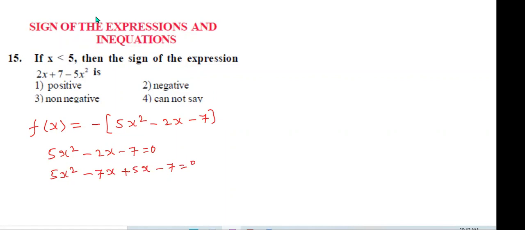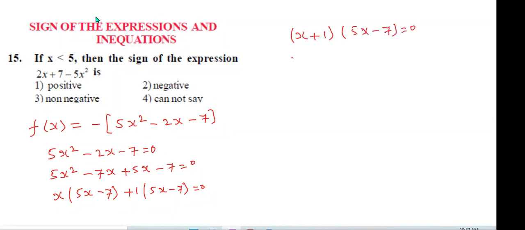Is it correct? 7 5s are 35. Now, here x common, we get x into 5x minus 7 plus 1 into 5x minus 7 is equal to 0. Overall, observe that x plus 1 and 5x minus 7. Then what are the x values? One is minus 1. Another one is 7 by 5. These are the x values.